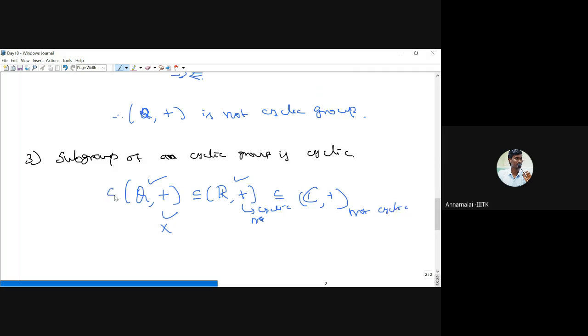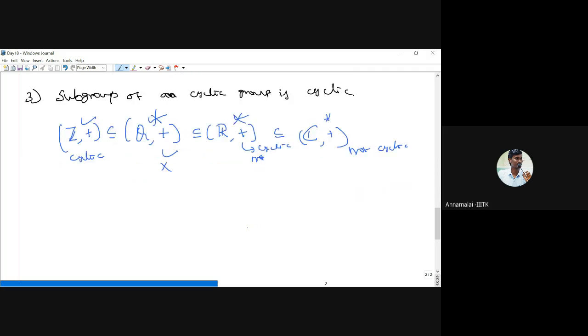But Q comma plus contains Z comma plus. But Z comma plus is always cyclic. It's generated by 1 and minus 1. This is a cyclic group, but this is not a cyclic group. Okay. So a subgroup of a cyclic group is cyclic. This is also a very important result.